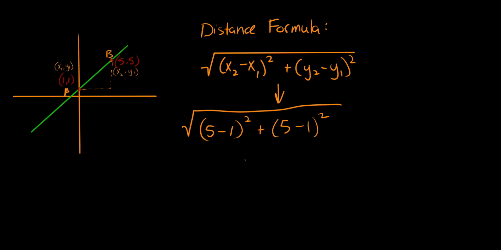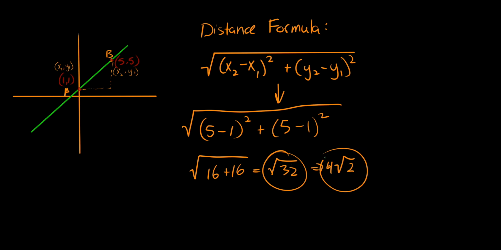Anyway, we're going to go ahead and simplify this. So 5 minus 1 is 4. 4 squared is 16. So 16, same thing over here, plus 16 is equal to the square root of 32. Okay, that's our distance. Can you simplify this? Maybe you can. Square root of 32, well, yeah, you get 4 root 2. Okay, so that's your simplified length of this line right over here.